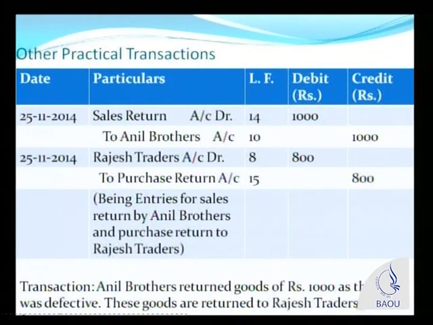Now why is sales return account debited? Let's understand it. When goods are returned by our customer, the goods come in. Goods account, we have seen, is a real account. For real account, the rule is debit what comes in. So because the goods are coming in, we need to debit it. But we don't write goods account or sales account. We are writing sales return account to distinguish it from sales.